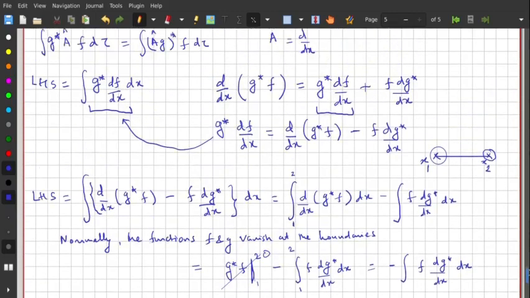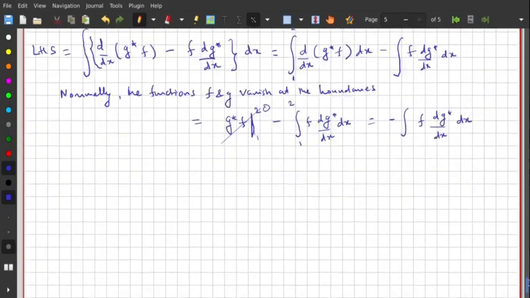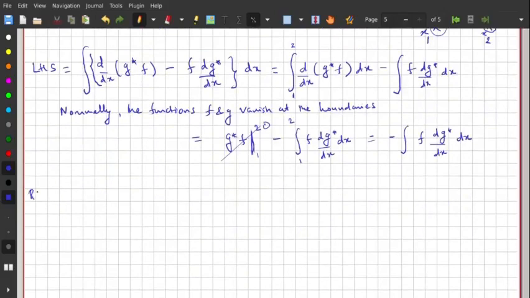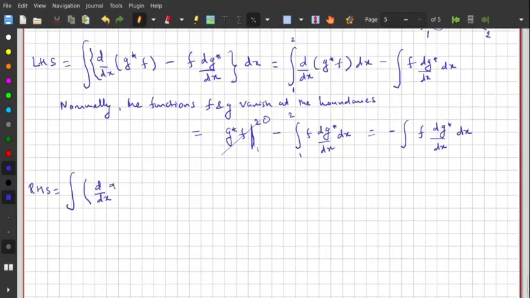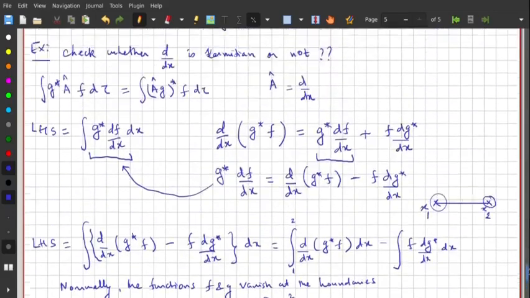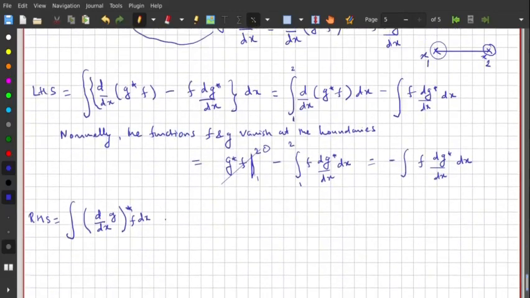Let's write down the right hand side. The right hand side, if you see, is the integral of g star times the operator, which is d/dx, acting on f, dx. Here we are using one dimension, so d tau is dx.